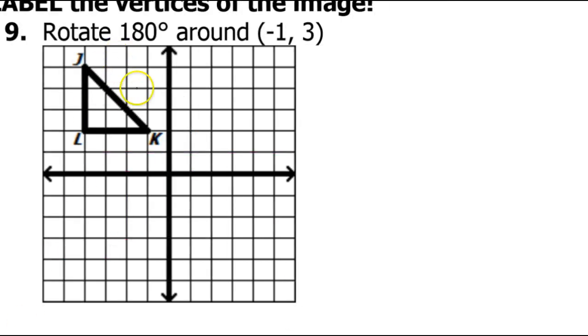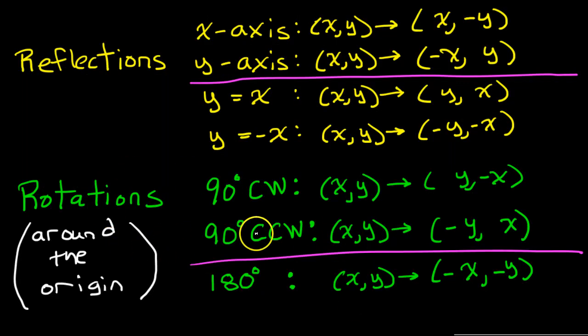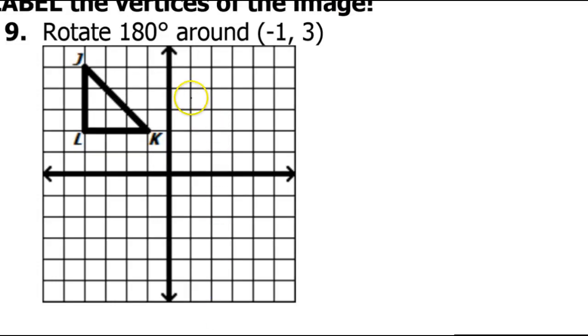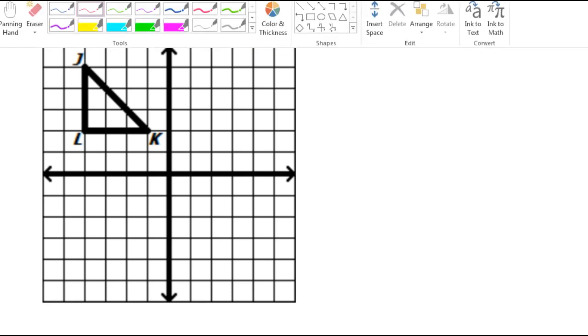For number 9, we need to rotate this figure 180 degrees around the point -1, 3, which is not the origin, which is a shame in a way because we have this nice rule that we can use. If we are rotating around the origin, we can use the rule opposite of x, opposite of y. So I've decided that the quickest way to do a problem when you have the graph given is just to pretend that the point -1, 3 is the origin. Okay, let me show you what I mean.